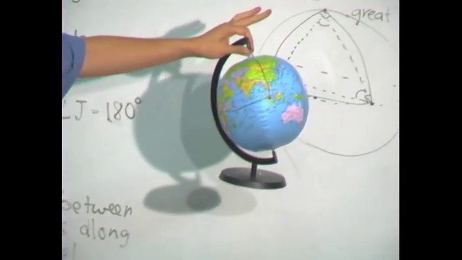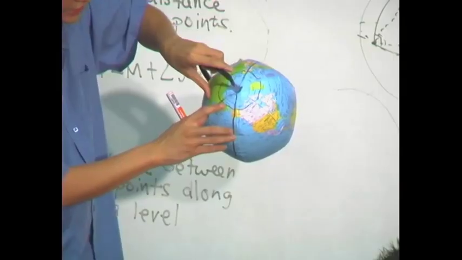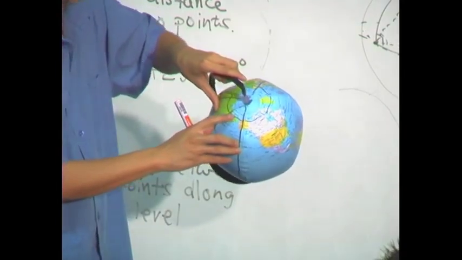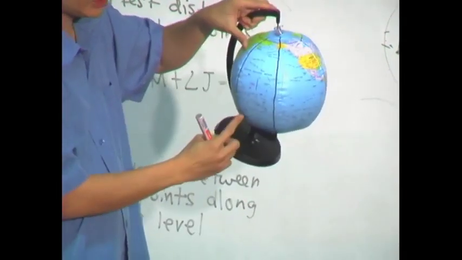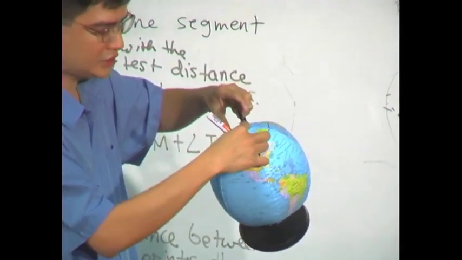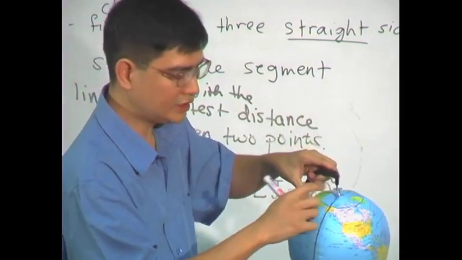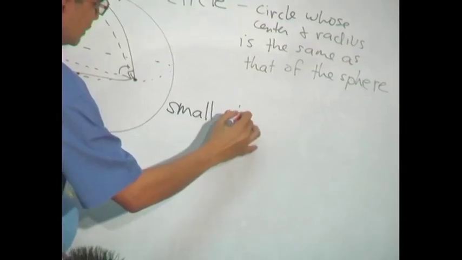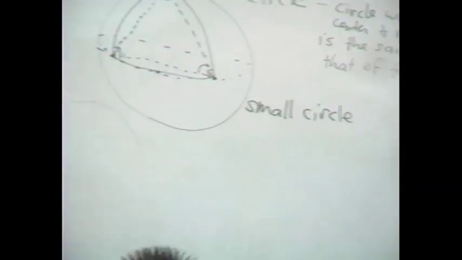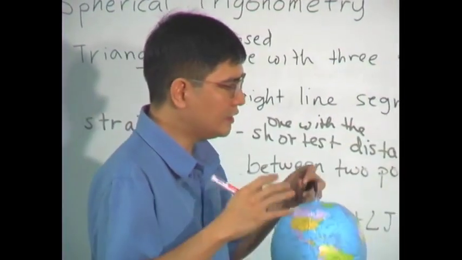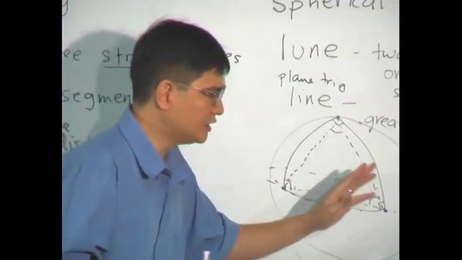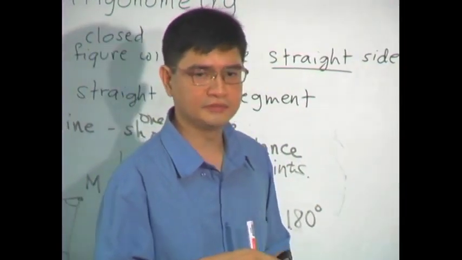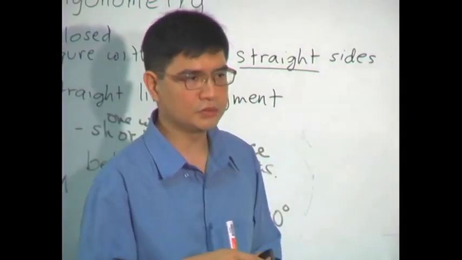Using what we know about the great circle, remember, a great circle is a circle whose center and radius is the same as that of the sphere. Look at this circle here. Do you think it's a great circle? No, it's not a great circle because its center is not at the center of the sphere. The center is somewhere here, and its radius is not the same as the radius of the sphere. So this thing here is called a small circle. A small circle is a circle on a sphere that is not a great circle. The reason why we call it a great circle is because that's the largest circle you can create on a sphere. Any other circle is called a small circle.